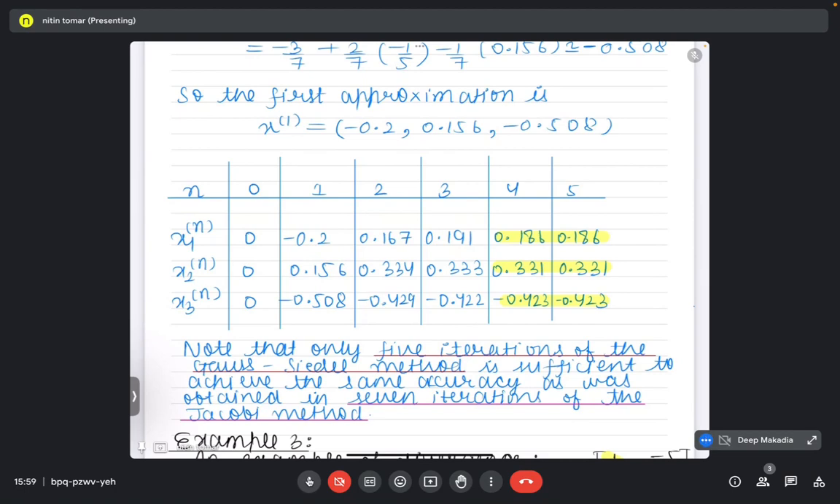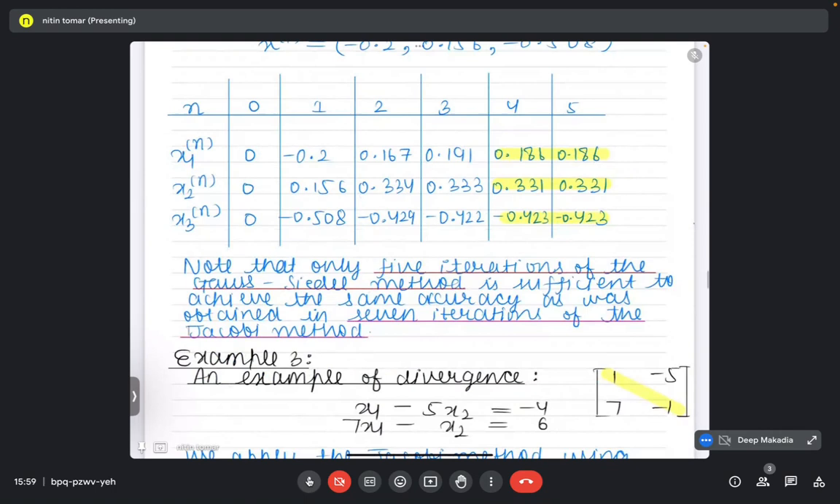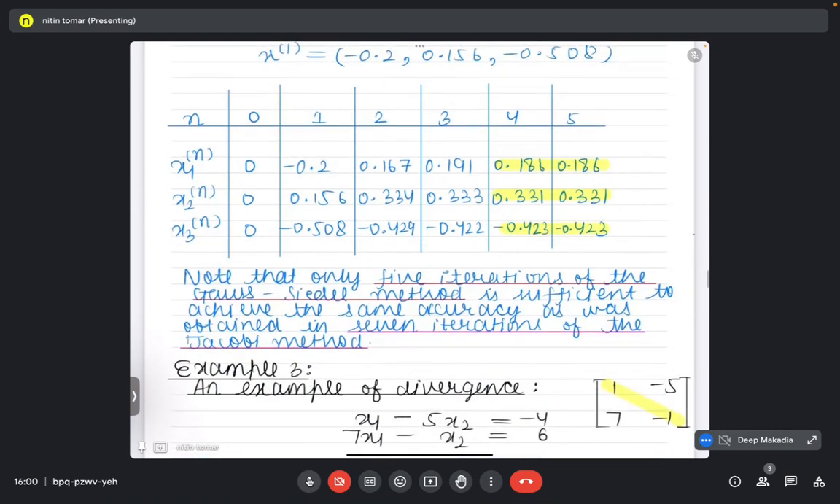Okay. Then let us see one example of divergence. So this is a simple example. Can you apply the Gauss-Seidel and Jacobi methods here? Can you do it and check what happens? Yeah, but then tell me, with the numbers.